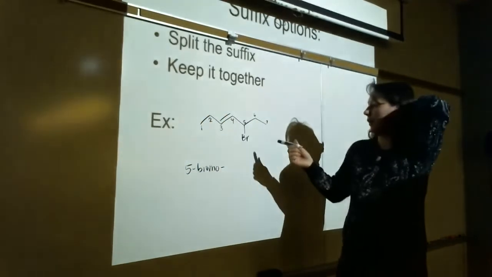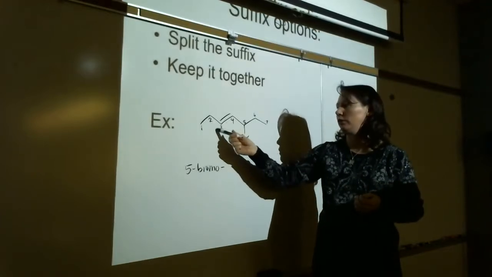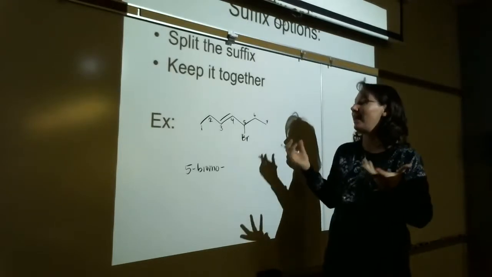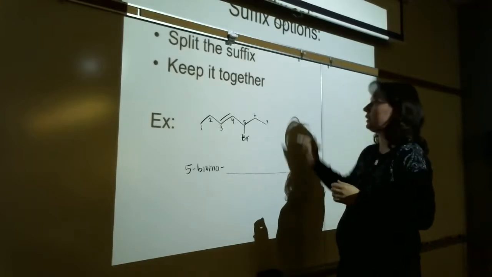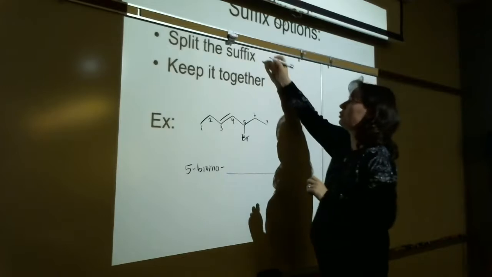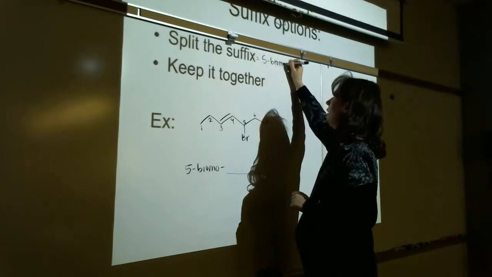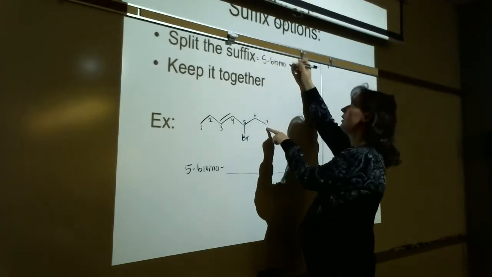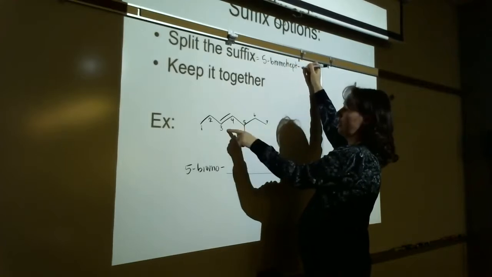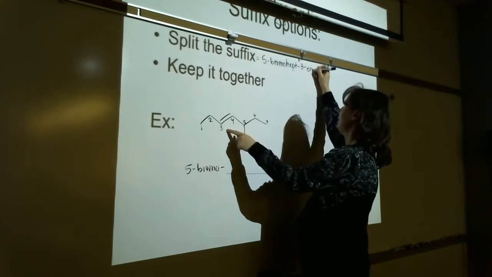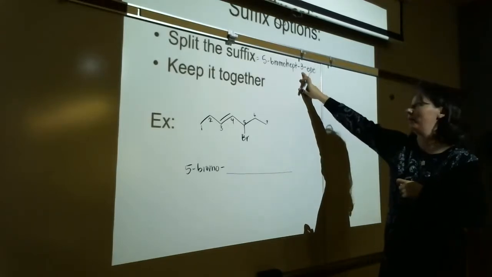And now that double bond could be anywhere in this chain, right? It could be between carbons 1 and 2. It could be between 2 and 3, 3 and 4, 4 and 5. It could be anywhere. So I've got to tell the reader where my double bond is. And so here's where I say split the suffix or keep it together. If you're doing it using this method, you would call it 5-bromo. And then this is a 7-carbon chain, so you'd say hep, and then you'd say 3-ene. You'd stick the 3 there in the middle of the word heptene.